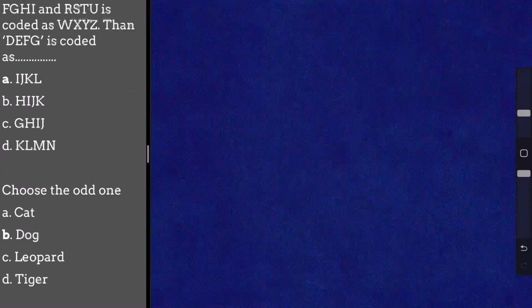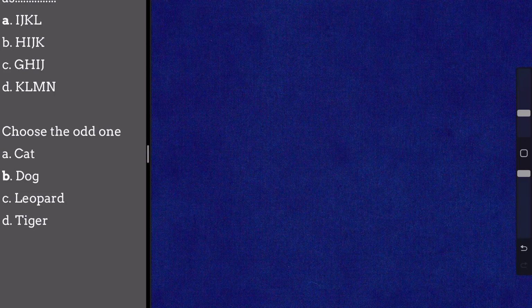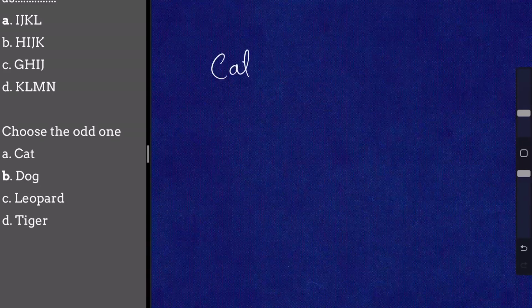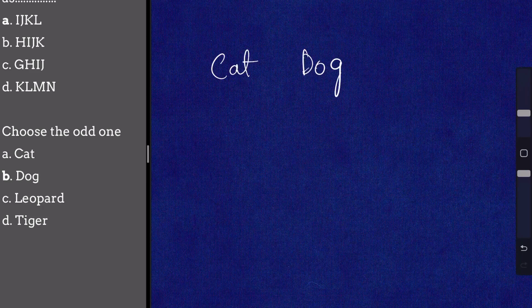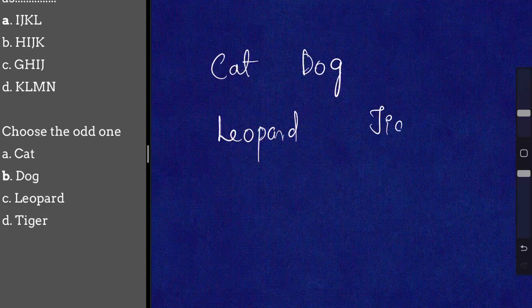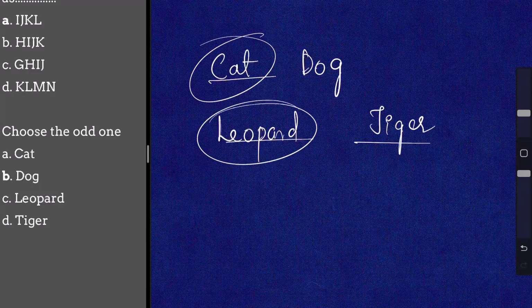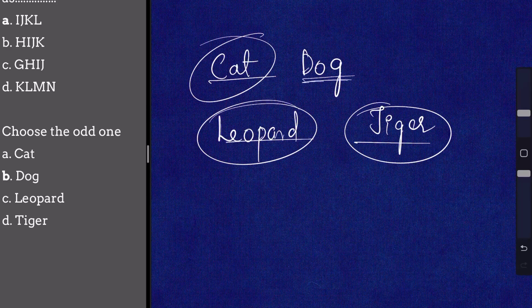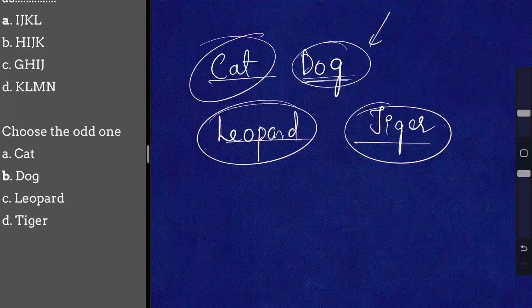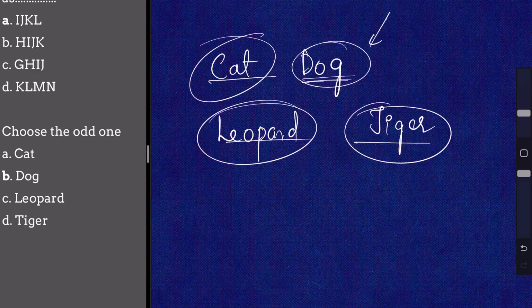Okay, the last one, choose the odd one. So it's a very simple one. In this we have a family of animals. So we have a cat, a dog, a leopard, and a tiger. We know for a fact that cat, leopard, and tiger all belong to the same family of animals. The only thing which is odd here would be the animal dog. So therefore option B would be the right answer.